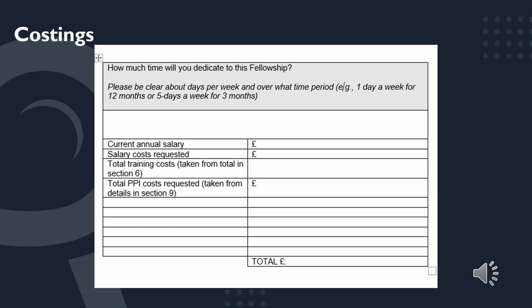So now we're going to move on to costings. Section 11 of the application form asks you to put together detailed costings for your fellowship. It provides space for you to outline each item you need funded as part of your fellowship. And this second round of fellowships provide funding up to £30,000.